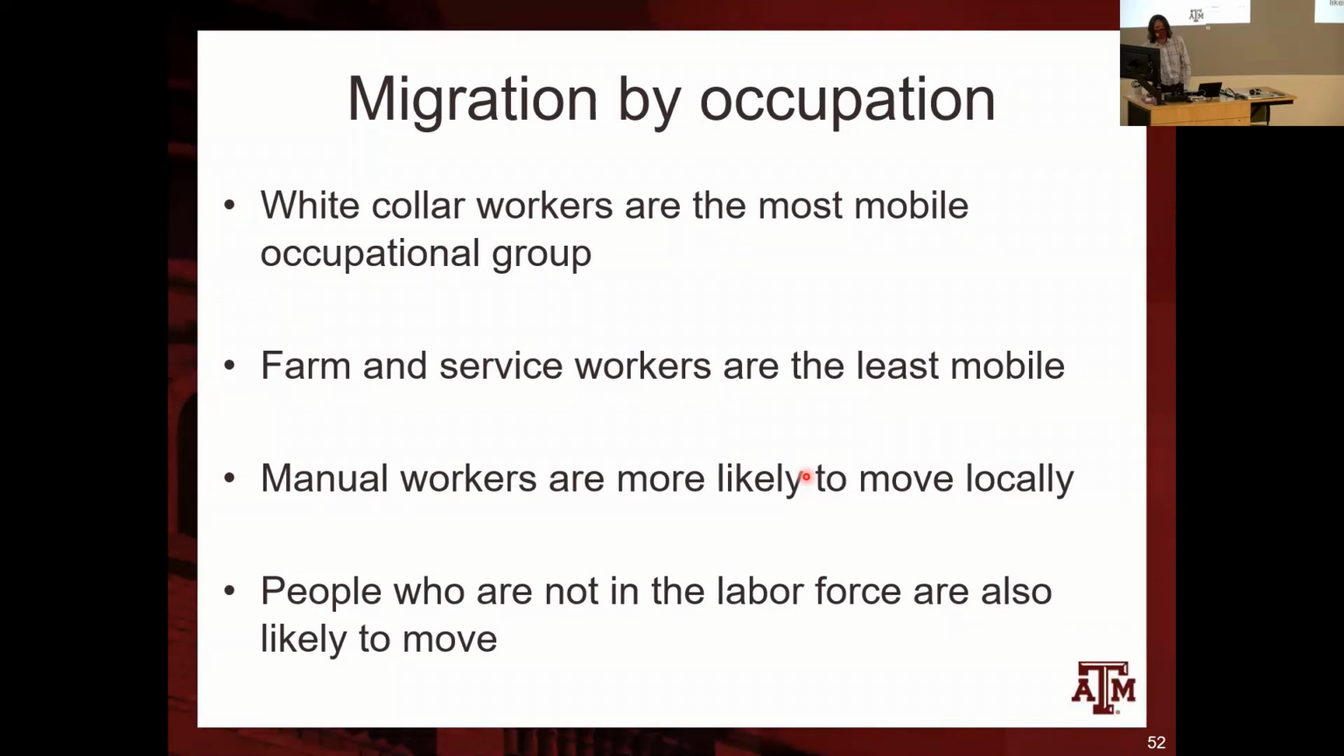Migration also varies by occupation. White-collar workers are the most mobile occupation group, related to education as well. Farm and service workers are the least likely to migrate within the US. Manual workers are more likely to move locally. And people who are not in the labor force are also likely to move, because if someone is unemployed, that person will try to take the risk and move to another place to get a job. So both white-collar workers and unemployed people are more likely to migrate.